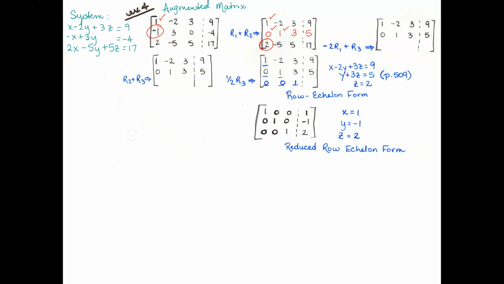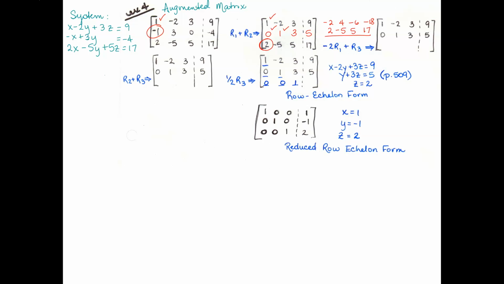So what do I need to add to 2 to make it 0? Negative 2. Do I have a negative 2? No, but I could make one. If I took this first row up here and multiplied it by negative 2, then I could add it to my third row. So let's take that first row and multiply it by negative 2. Negative 2 times 1 is negative 2. Negative 2 times negative 2 is 4. Negative 2 times 3 is negative 6. And negative 2 times 9 is negative 18.